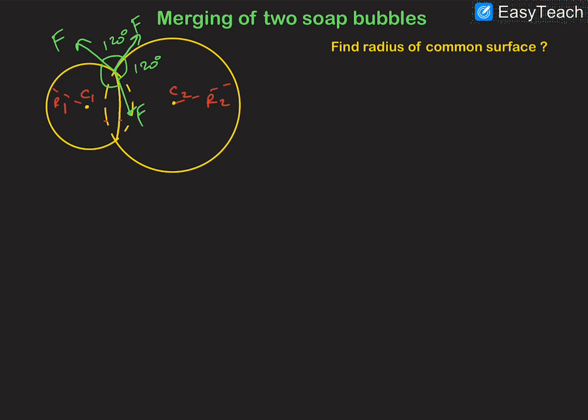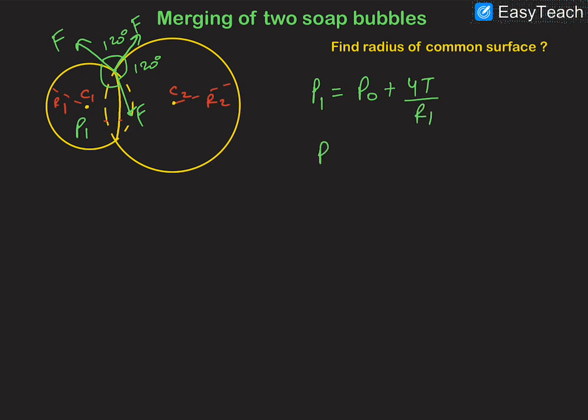Now let us discuss the radius of the common surface. You can also wonder why this common surface will be inclined in such a way that its concave side would be towards the center of the smaller bubble, because obviously if we write down the pressure inside this smaller bubble, then the pressure inside this smaller bubble will be P1, which would be equal to P naught plus 2T by, in fact, 4T by R1.